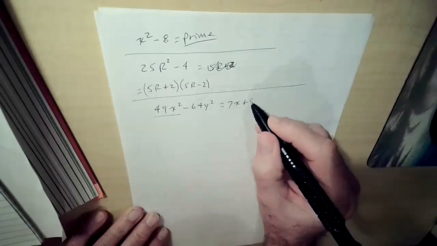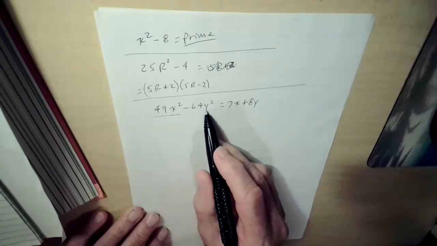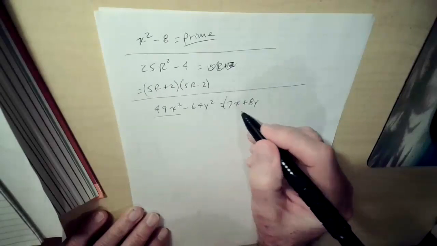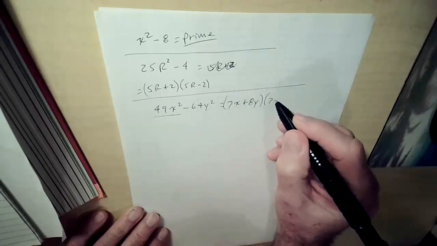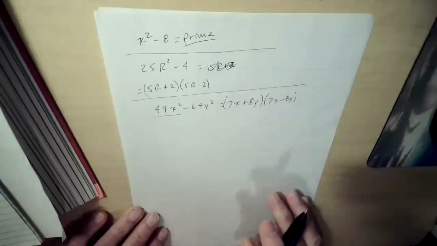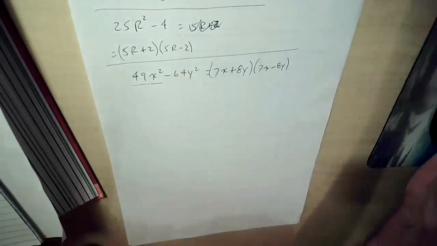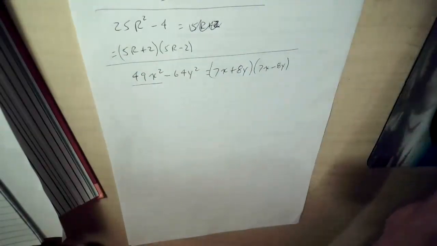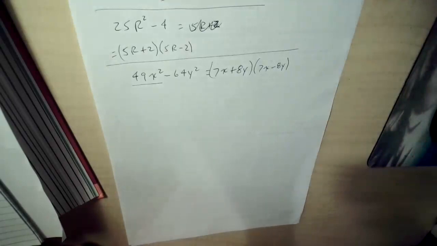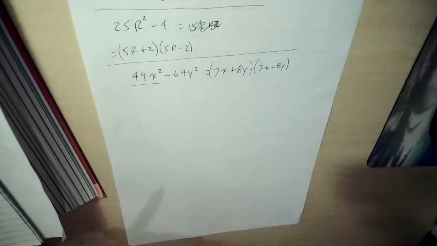Okay, so what's the square root of 49x squared? 7x plus 8y. Okay, the square root of 64y squared is 8y. Times 7x minus 8y. Okay?